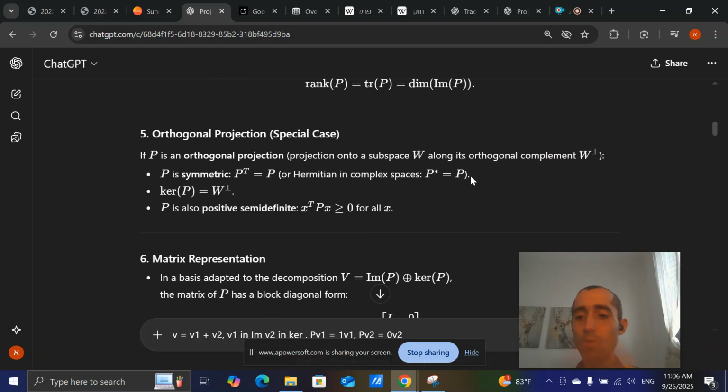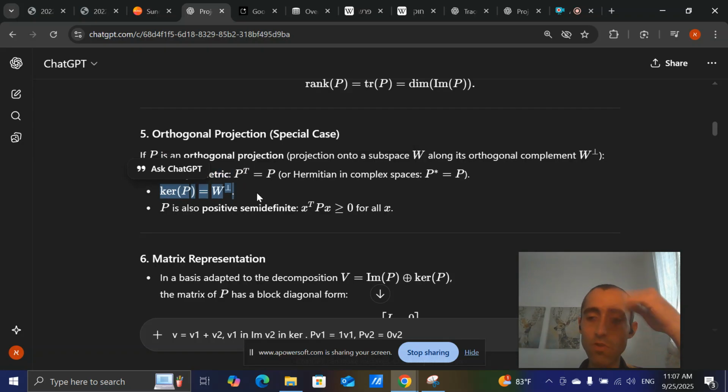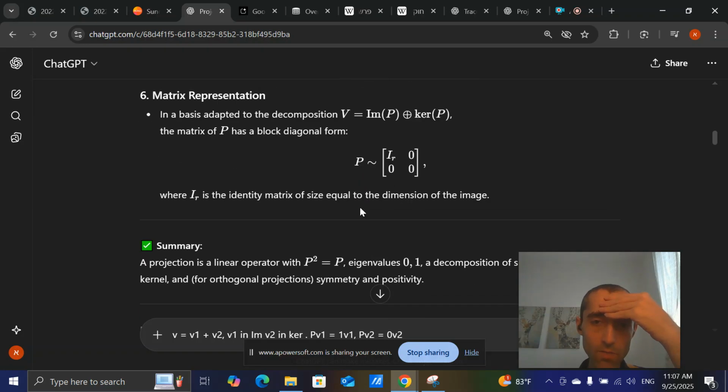Now there is also a subset of projections, which are the orthogonal projections, meaning projection onto a subspace along its orthogonal complement. For example, think about Cartesian coordinates where the y-axis is perpendicular to the x-axis. Those projections are symmetric, and the kernel is just the complement of the space you project to. Also, the projection will be positive semi-definite.